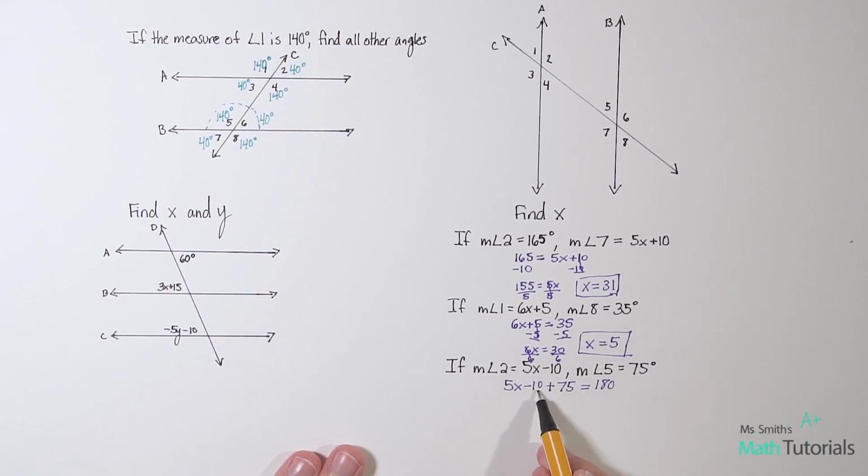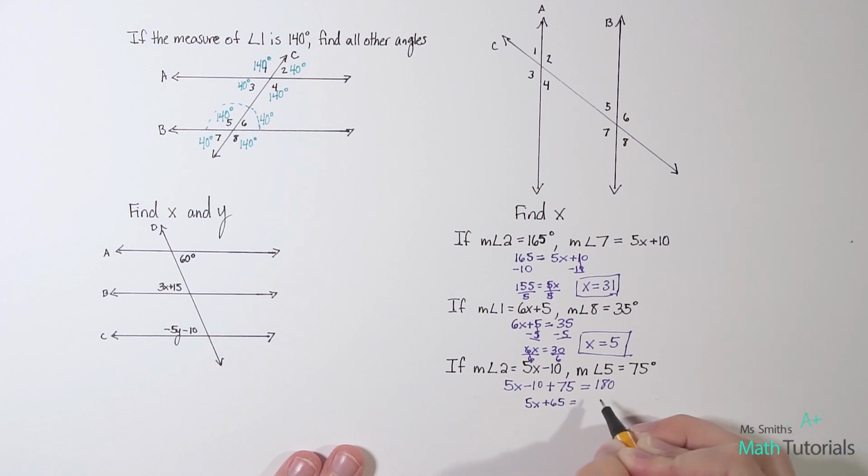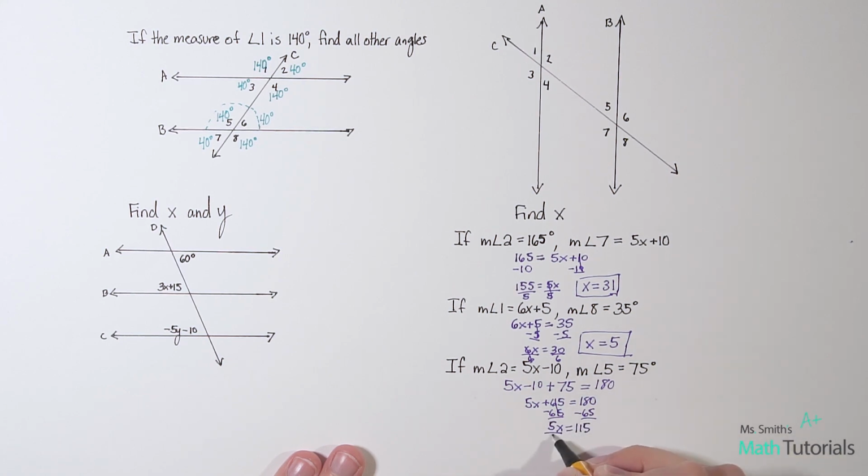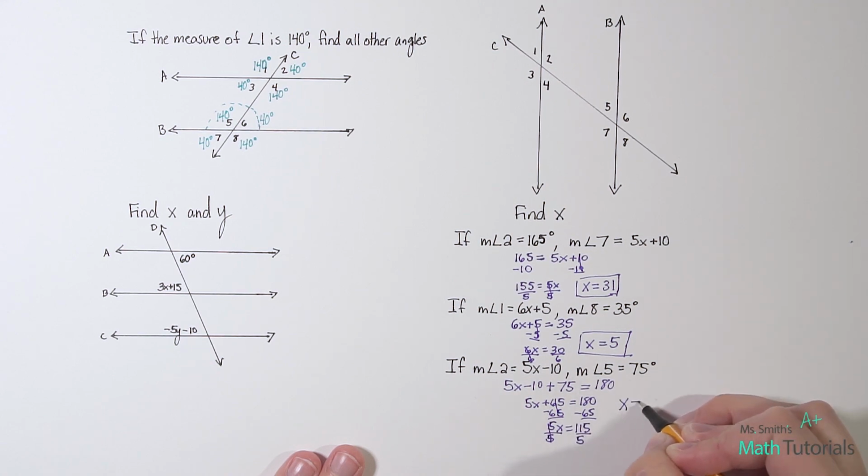So negative 10 plus 75 is going to be 65. So I've got 5x plus 65 equals 180. Subtract 65 from both sides. That would be 115. So 5x equals 115. Of course, we divide by 5 on both sides, and we get x equals 23.